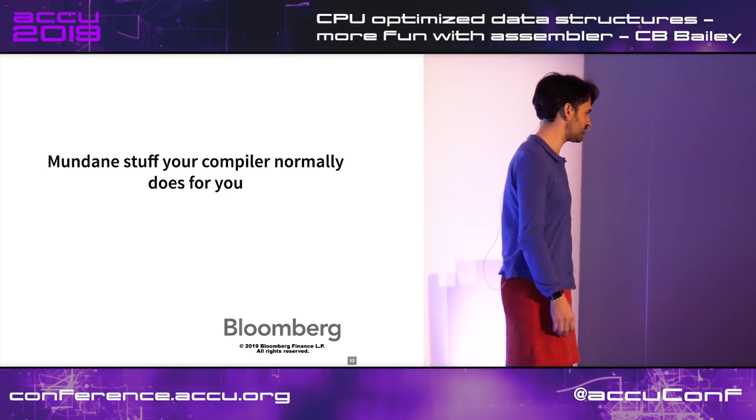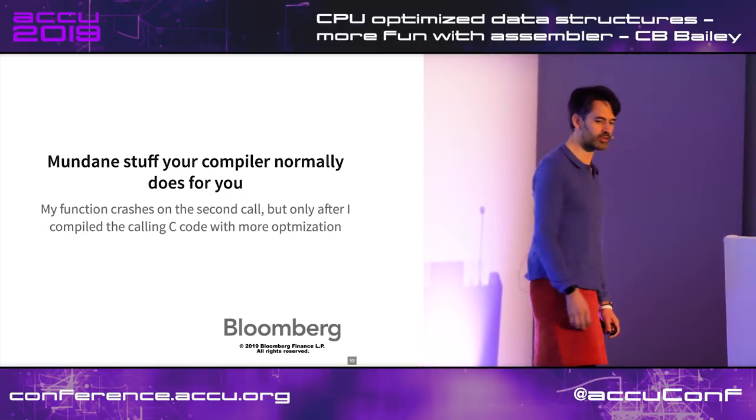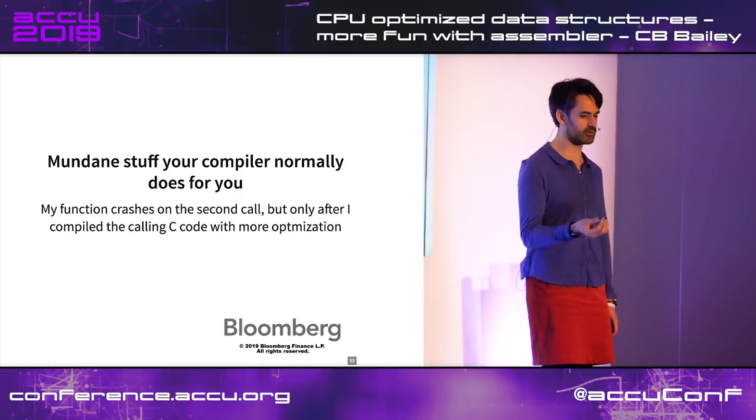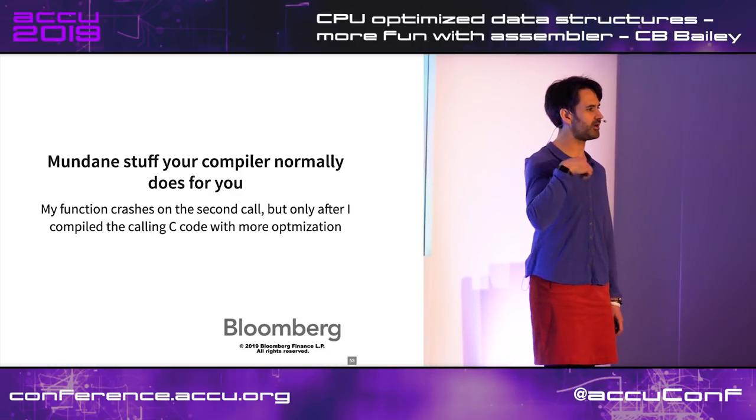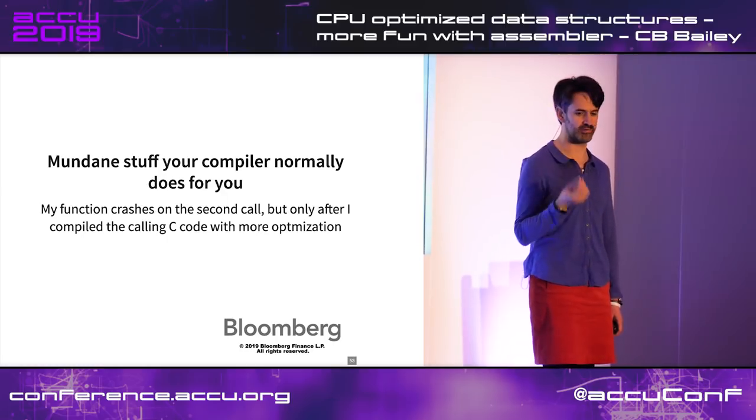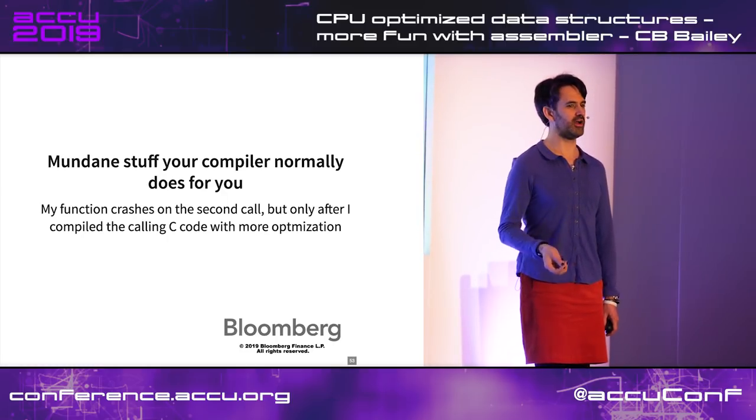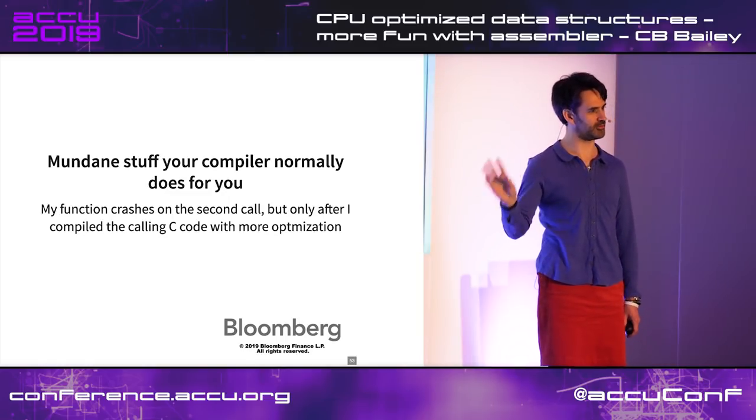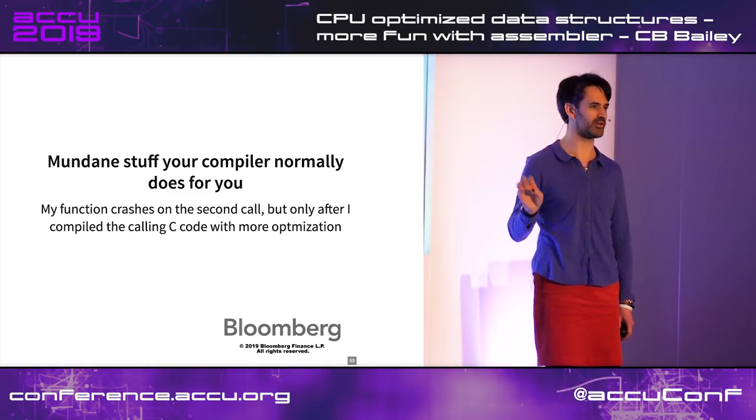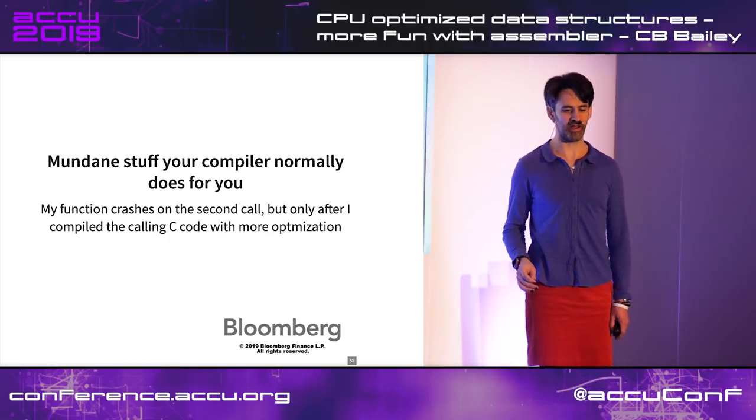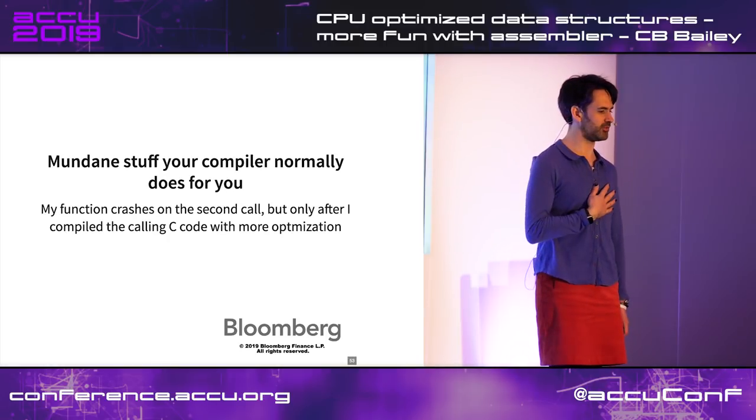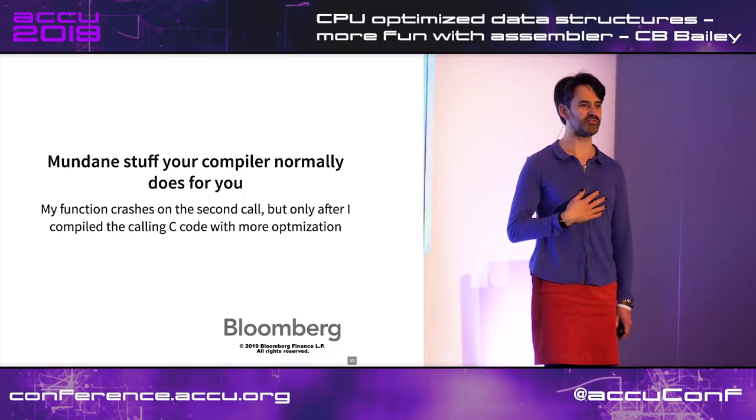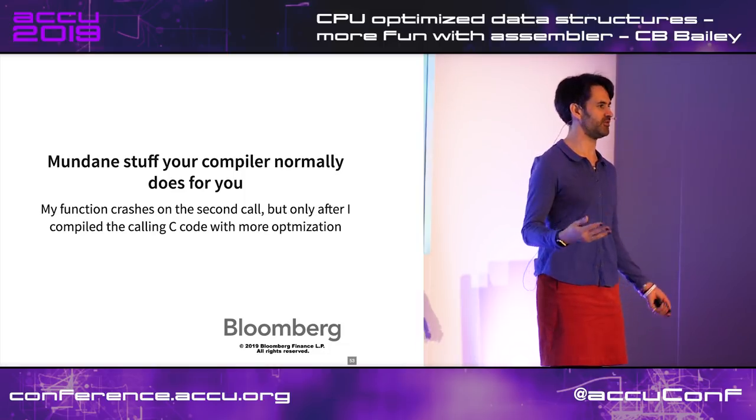Compilers do lots of really useful, sensible stuff. I had another bug. My function crashed on the second call, but only after I compiled the surrounding C with more optimization. It turns out that another rule, it's never the compiler's fault, especially when you've written some calling code violating assembler. It turned out that the C code, or the assembler that the compiler generated for my perfectly reasonable C code, it was just sending me like the value 7 as a pointer.